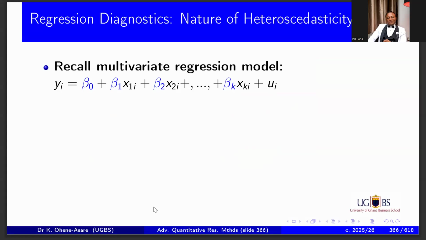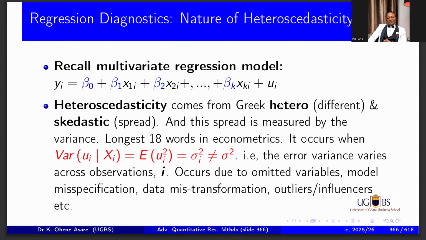We are about to explain heteroskedasticity, so pay attention. It's the longest word ever used in the econometric industry. Heteroskedasticity. This is a multiple regression model. It's a general model. Heteroskedasticity comes from the two Greek words hetero, different, and skedastic, spread. Like I said, it's the longest word in econometrics. It says that the variance of the error term given the independent variables is not constant. It shows that the error variances vary across observations.